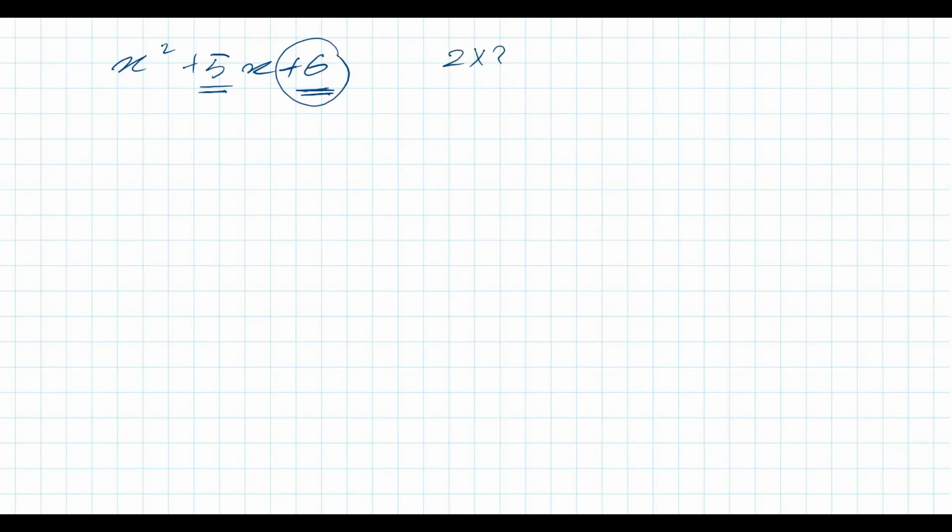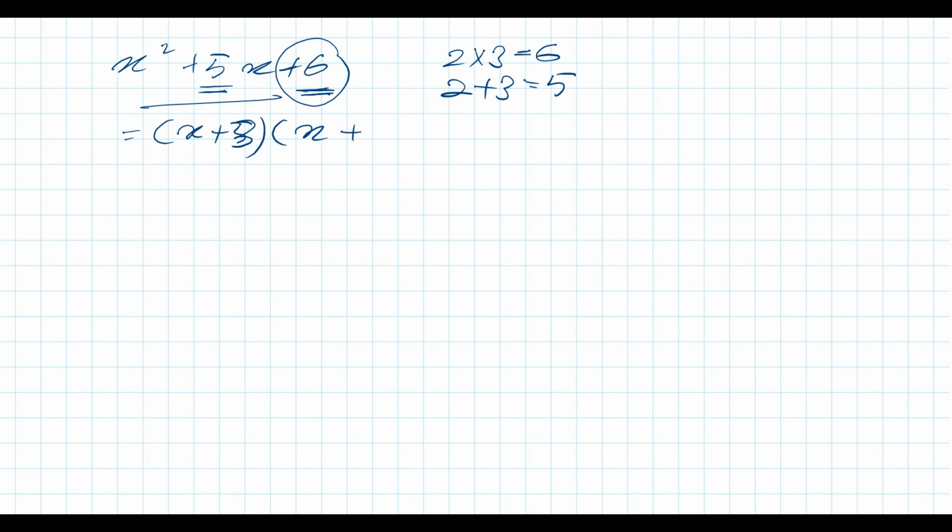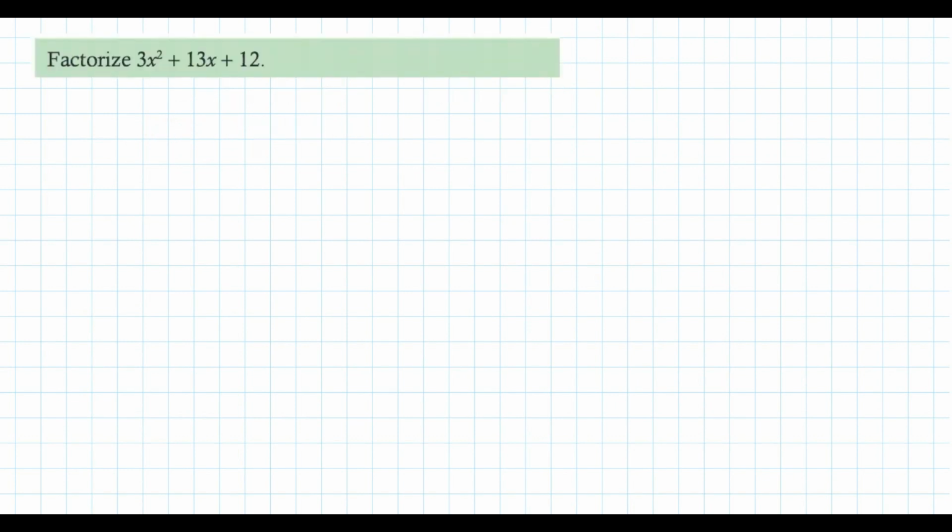Because 2 times 3 equals 6, and 2 plus 3 equals 5. Then, to factorize this expression, it becomes equal to x plus 3 times x plus 2. After that, you're going to factorize this expression, which is 3x squared plus 13x plus 12.